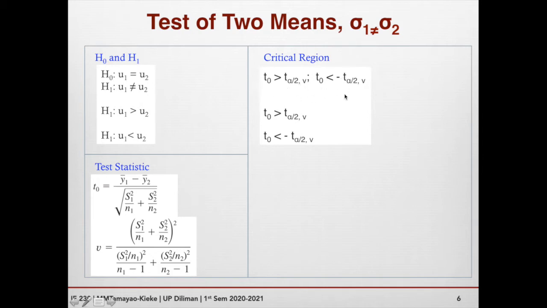So you have two parts of the critical region where T naught is greater than T alpha over 2 with degrees of freedom V, and then T naught is less than negative T of alpha over 2 with degrees of freedom V. Okay, so if your T naught falls within this critical region, then you reject your null hypothesis. All right? And then, of course, this corresponds to this alternative hypothesis and this alternative hypothesis.